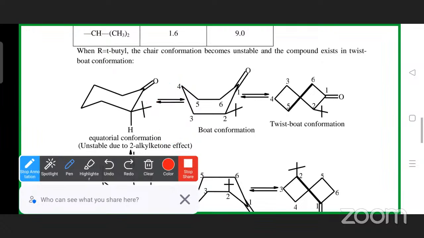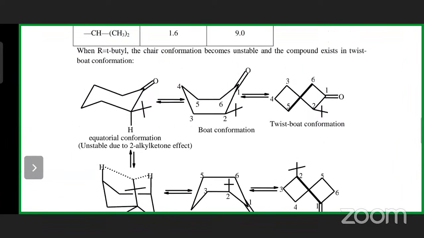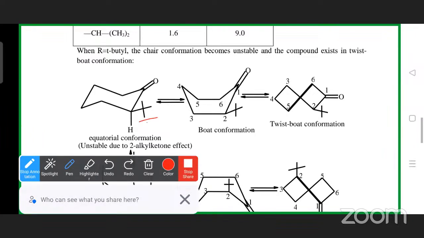In the chair conformation, you see this effect here. Upon flipping the bond, when you convert this chair conformation into the boat conformation, you can observe that repulsion here also. In the twist boat also, when it is in the equatorial direction, you see some steric repulsion here.